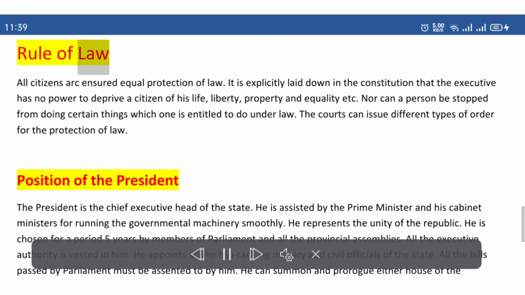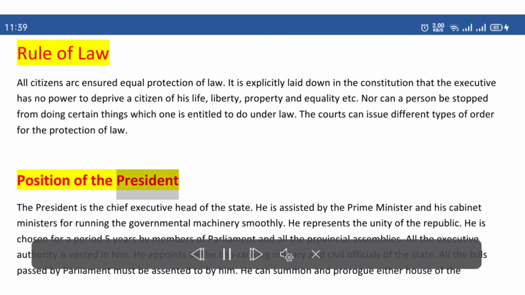Rule of law. All citizens are ensured equal protection of law. It is explicitly laid down in the Constitution that the executive has no power to deprive a citizen of life, liberty, property and equality, etc. Nor can a person be stopped from doing certain things which one is entitled to do under law. The courts can issue different types of orders for the protection of law.